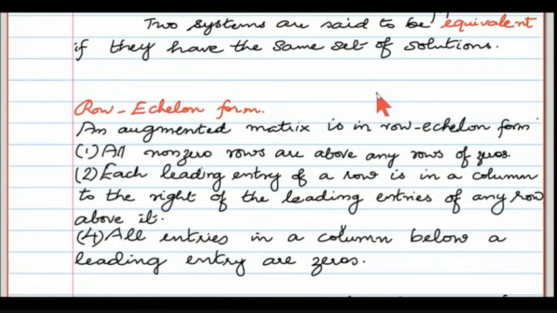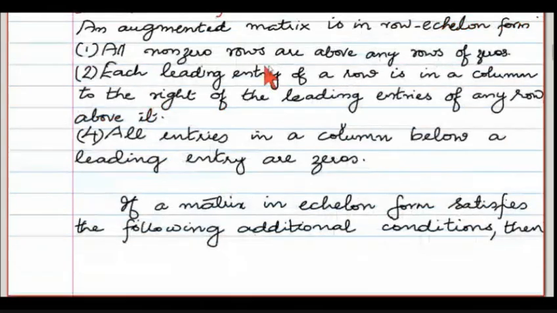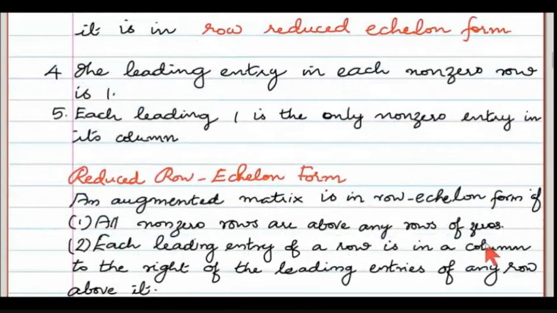Then the definition of row echelon form. An augmented matrix is in row echelon form if all non-zero rows are above any rows of zeros. Second, each leading entry of a row is in a column to the right of the leading entries of any row above it. And then the fourth point, all entries in a column below a leading entry are zeros. If a matrix in echelon form satisfies the following additional conditions, then it is in reduced row echelon form. The leading entry in each non-zero row is 1. Each leading one is the only non-zero entry in its column.